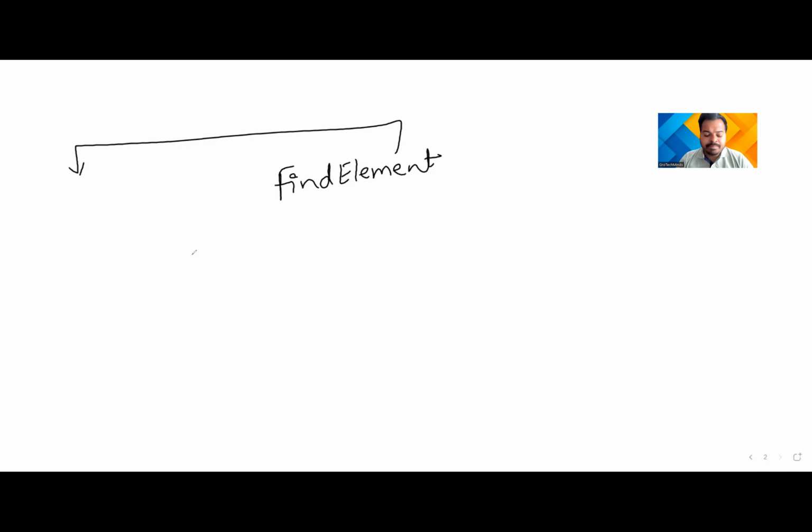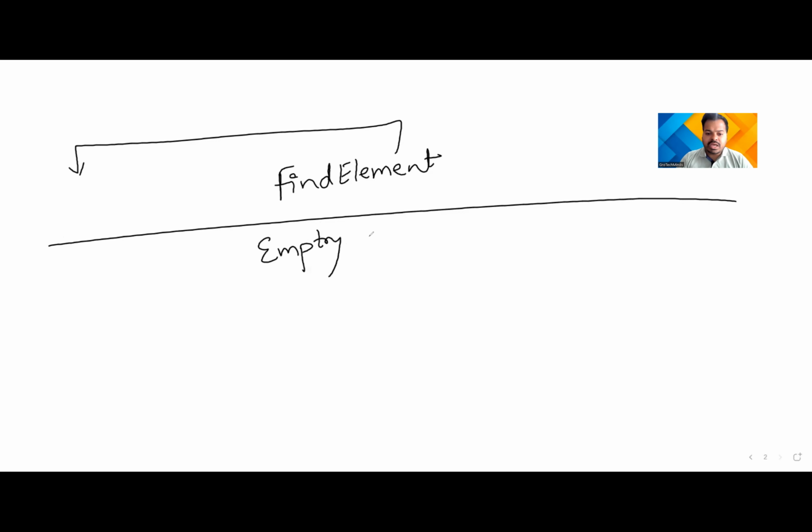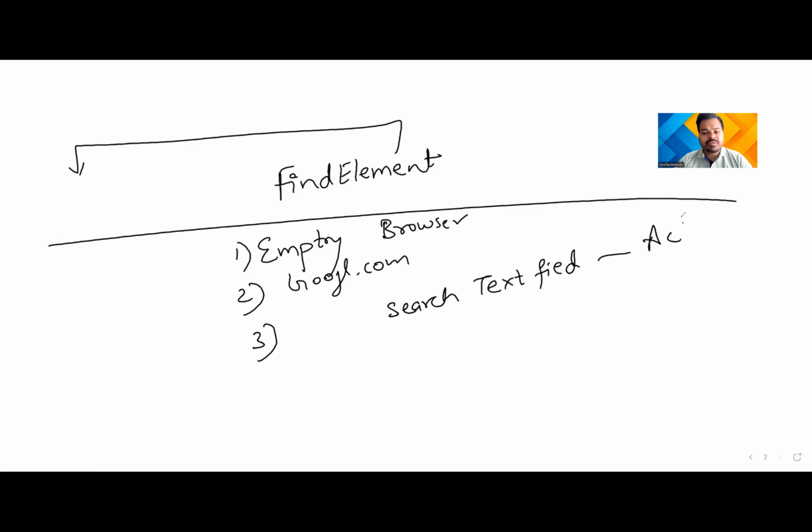So what I'm trying to say is, after launching our empty browser, which was our step 1, we navigated to google.com. After navigating to google.com, we inspected the search text field, and in the same line we performed an action, which was not needed. Both of these should not be done in the same line, but rather how it should be done. Please focus.